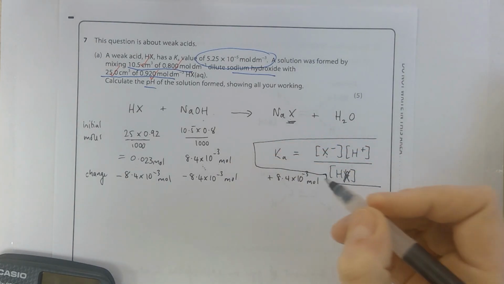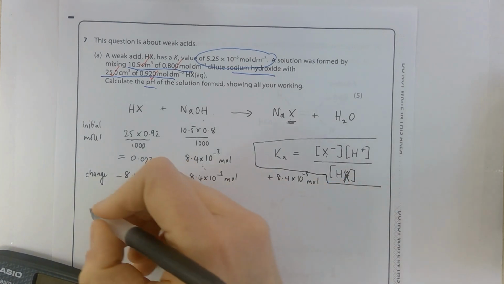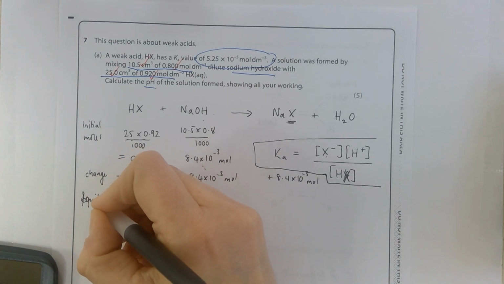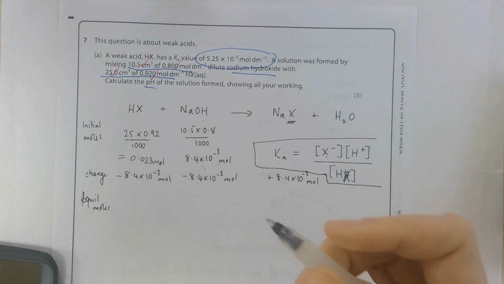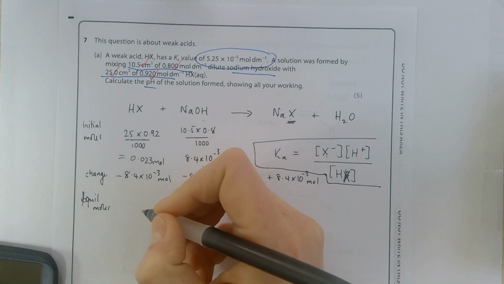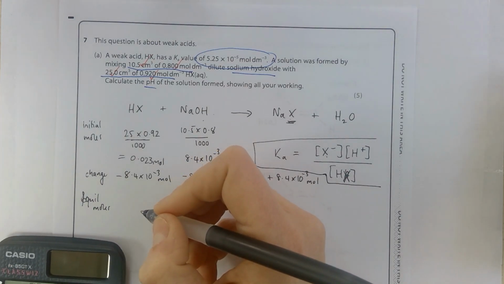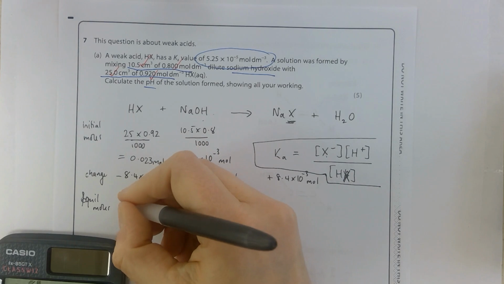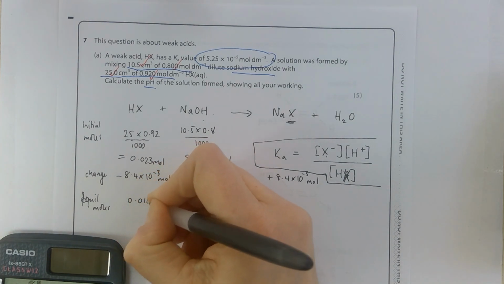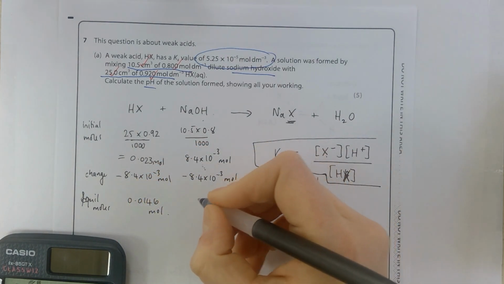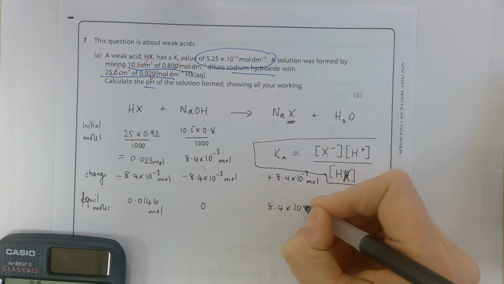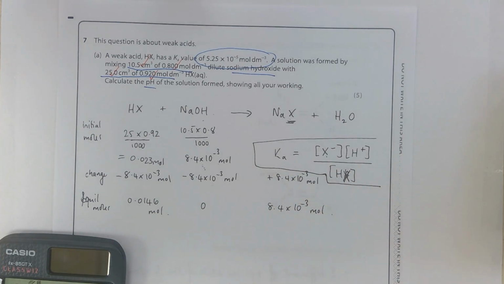And the water, I'm going to ignore the water. The water is not going to be important. So at the end, equilibrium moles is better than final moles, though it doesn't really matter, is 0.023 minus 8.4 times 10 to the minus 3, which is 0.0146. Sodium hydroxide, 0, it's all gone. And this one is going to be 8.4 times 10 to the minus 3 moles.